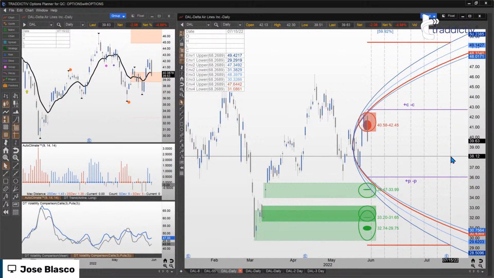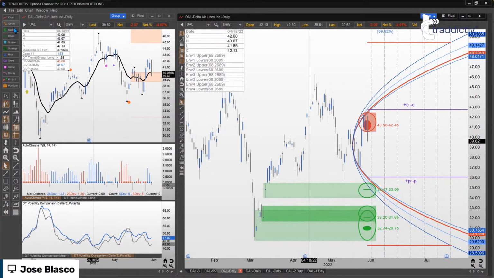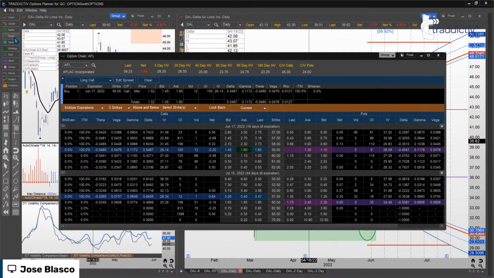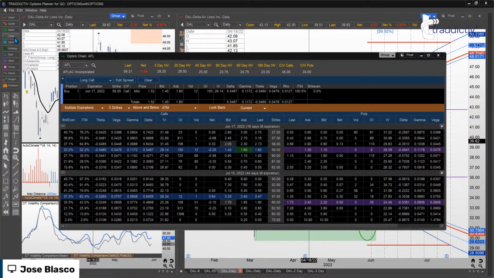Let's take a look. We're going to be looking at the July 15 expiration date. Let me open a chain. I'll take a sip of water, guys, if you don't mind.